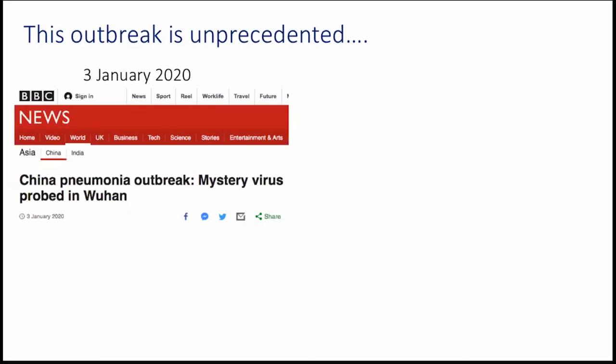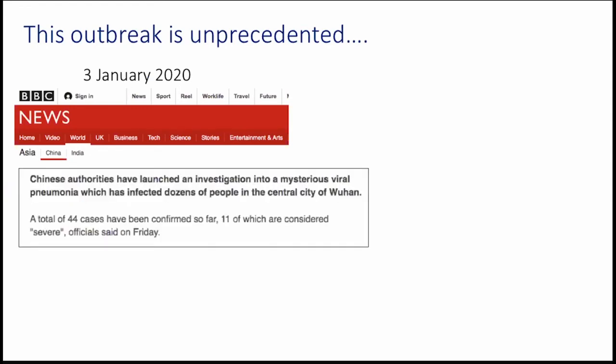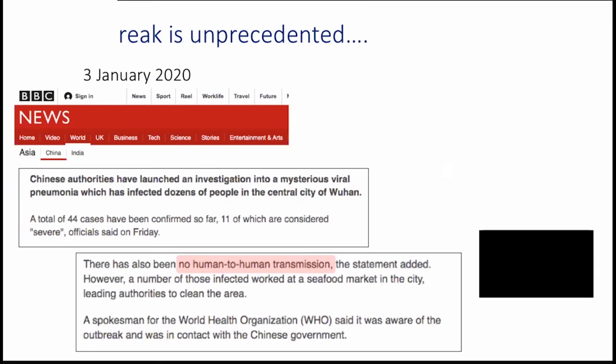And so this outbreak is largely unprecedented in the speed with which it spread. This is largely due to the unique biology of this novel coronavirus, and that it has adaptations which are very improbable, that make it highly transmissible between humans. If we look back to the beginning of this year, on the 3rd of January, there were reports coming out of China where they'd seen small clusters of infection, but they suspected no human-to-human transmission.